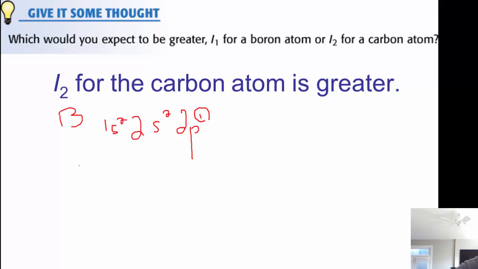But if you remove an electron from carbon, the carbon's electron configuration is 1s2, 2s2, then 2p2. Now notice that the electron for the second ionization energy for carbon is removed from this level as well. But the difference is the number of protons. Carbon has one more proton than boron, so that second electron is going to be held in much tighter, so it's going to require a lot more ionization energy.